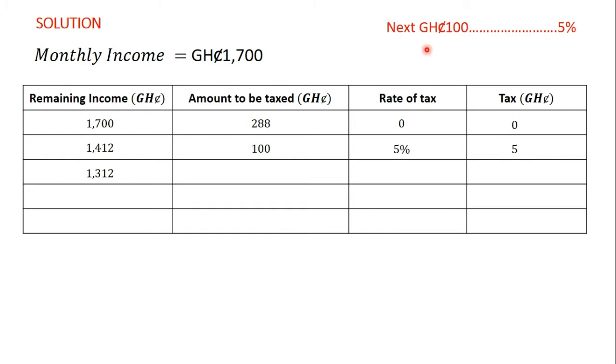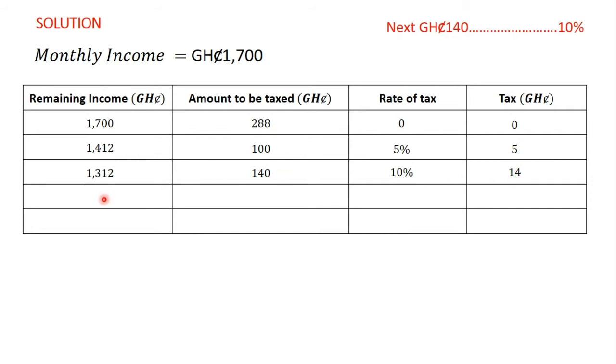We are told from the question that the next group, or the third group, is the next 140 Ghana cedis and the rate of tax is 10%. So for the third group, the amount to be taxed is 140 Ghana cedis and the rate of tax is 10%. It means that the tax is going to be 10% times 140 Ghana cedis, which is 14 Ghana cedis. So we have calculated the tax for the first group, we had 0. For the second group, we had 5 Ghana cedis. And for the third group, we have 14 Ghana cedis.